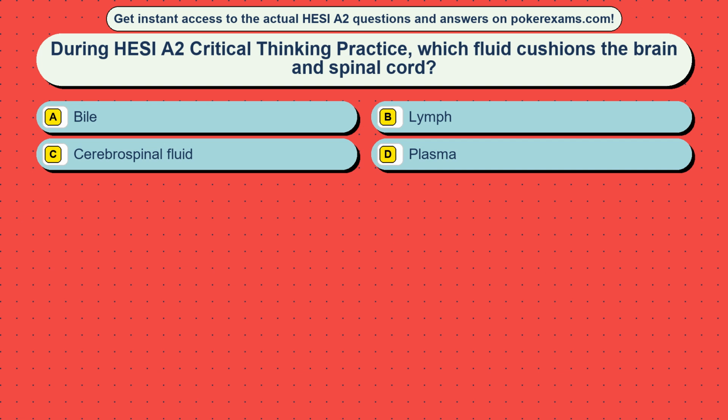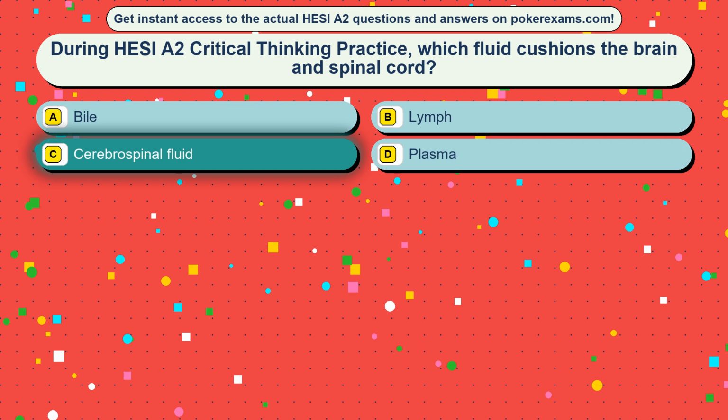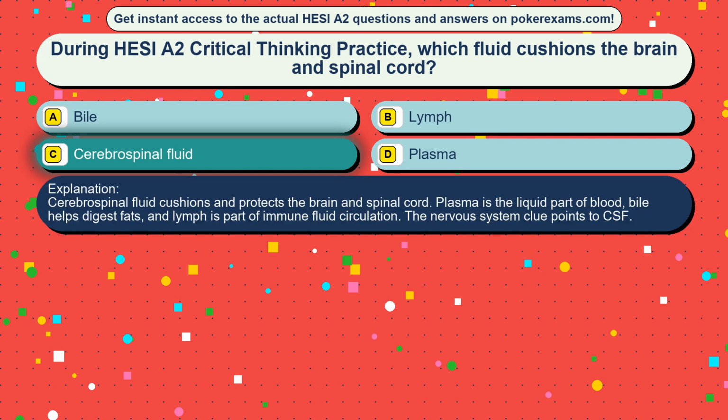Question 31. During HESI A2 critical thinking practice, which fluid cushions the brain and spinal cord? Option A, bile, option B, lymph, option C, cerebrospinal fluid, option D, plasma. The correct answer is option C, cerebrospinal fluid. Cerebrospinal fluid cushions and protects the brain and spinal cord. Plasma is the liquid part of blood, bile helps digest fats, and lymph is part of immune fluid circulation. The nervous system clue points to CSF.